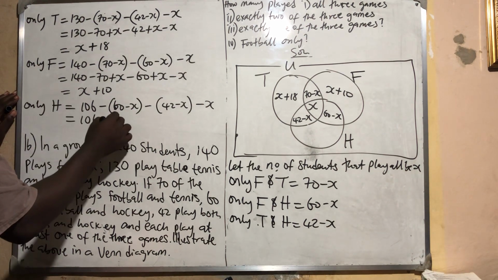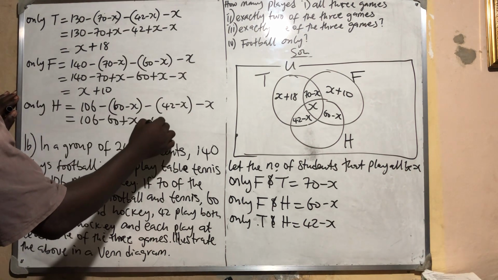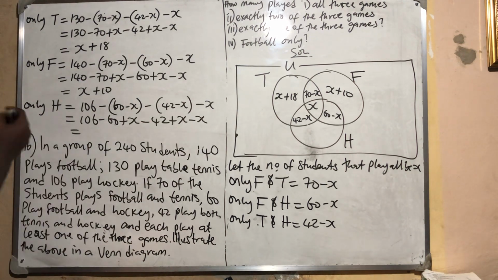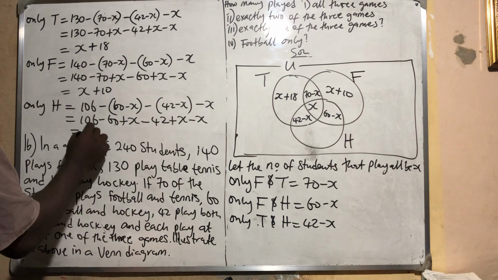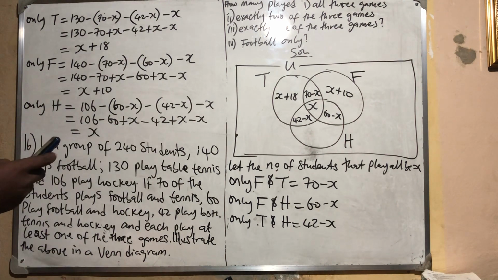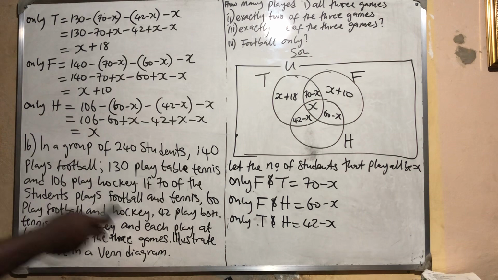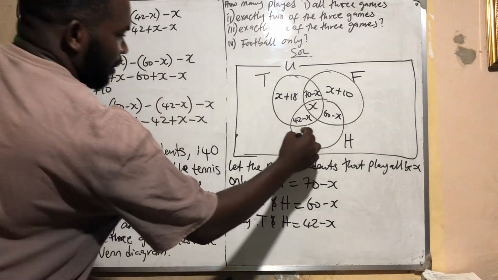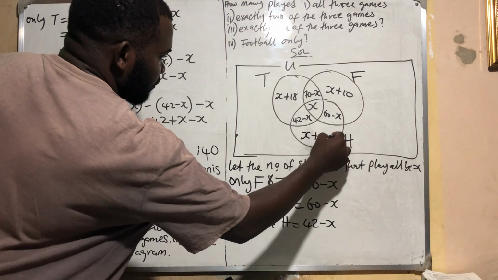We now have 106 minus 60 plus x minus 42 plus x minus x. So what do you have? This and this is gone, so x is left. I'm having 106 minus 60 minus 42. So I'm having 4. So this is x plus 4.